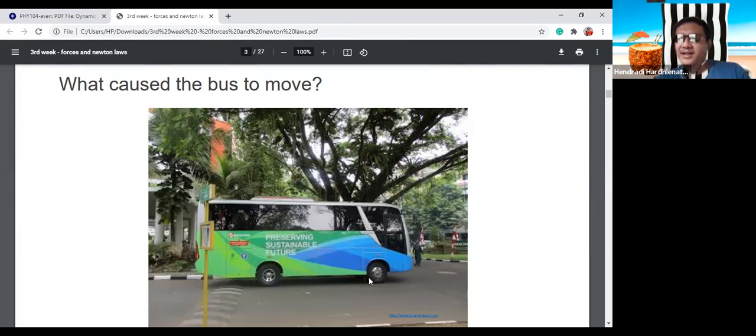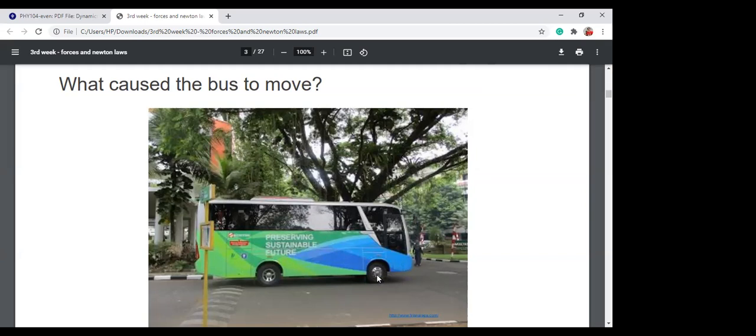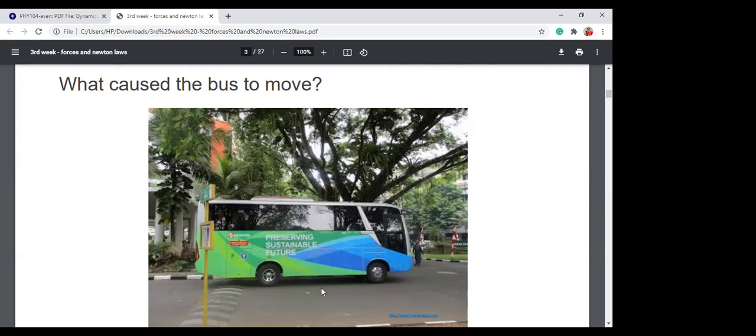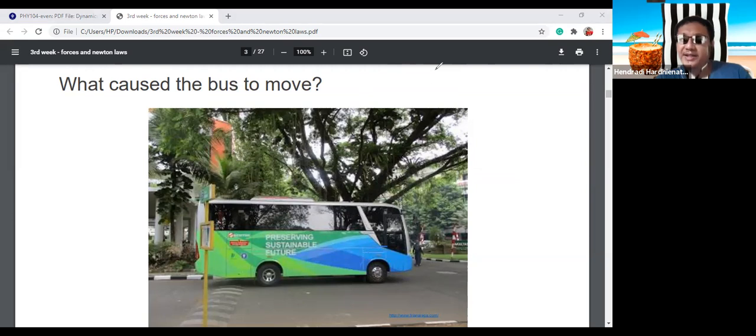So, when this engine is moving the wheel clockwise, what does the wheel do on the floor or on the street? What is the wheel doing? It's actually pushing the floor, right? Pushing the floor in which direction? To the opposite direction. Yes, in the opposite direction, exactly.